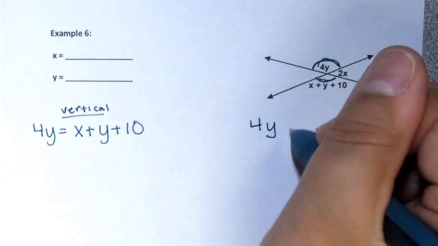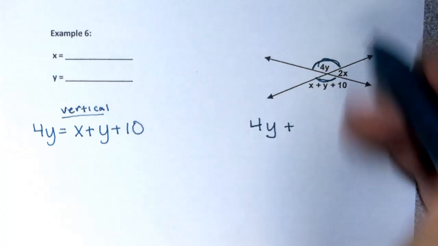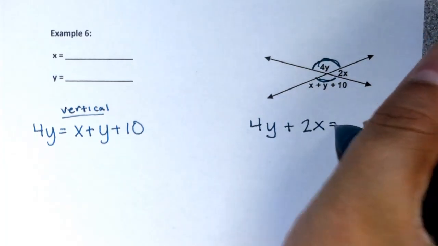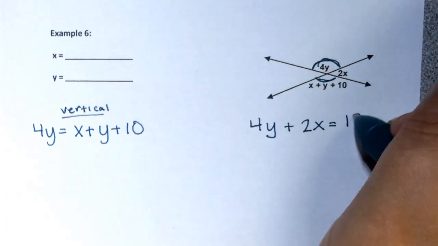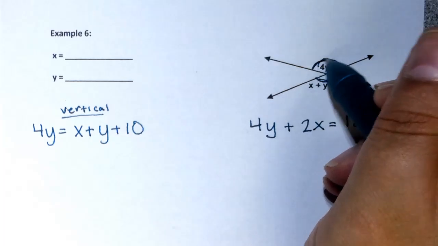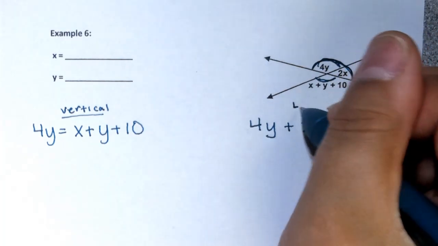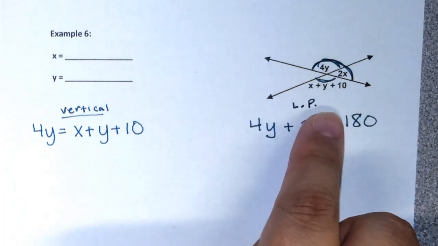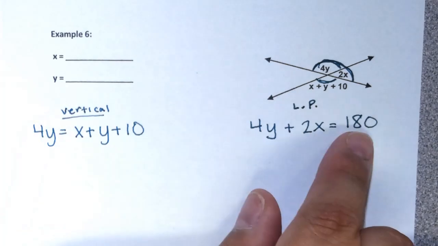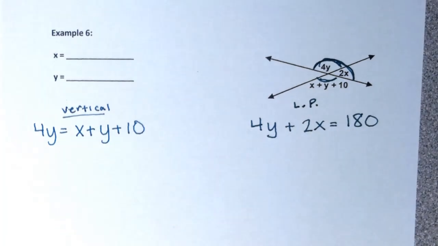I know 4y plus 2x equals 180. Why do I know these two equal 180? Because they make a linear pair. So these are vertical angles, these are a linear pair. Okay. How do I find x and y?